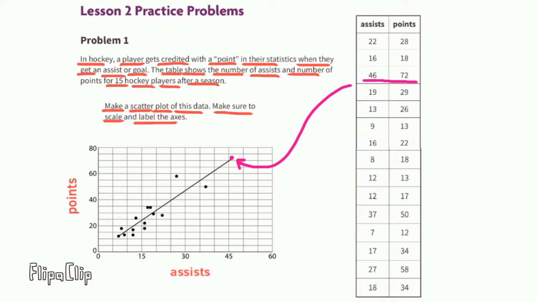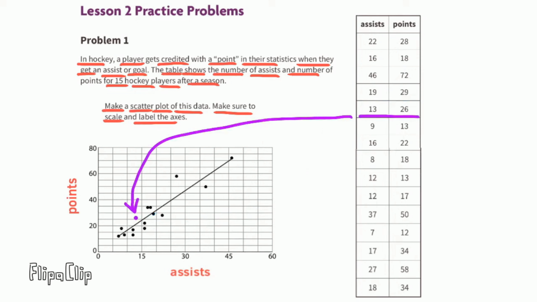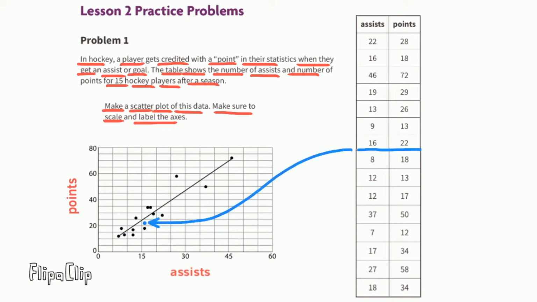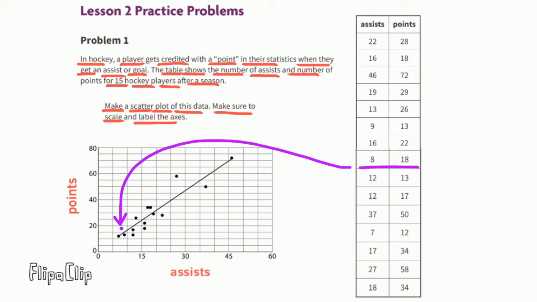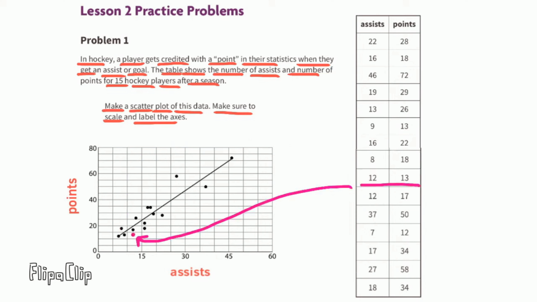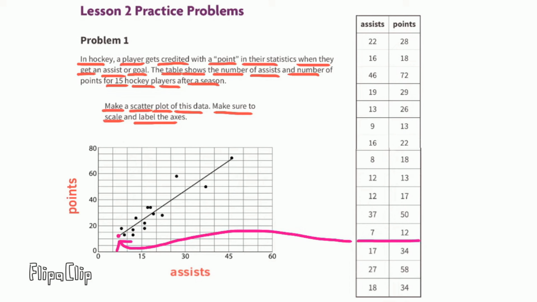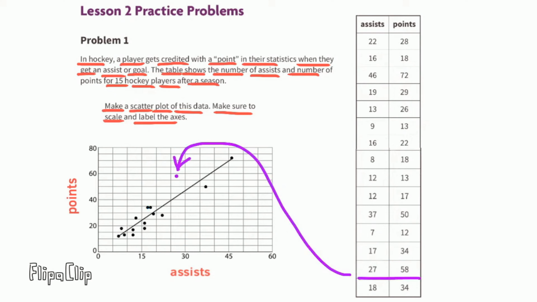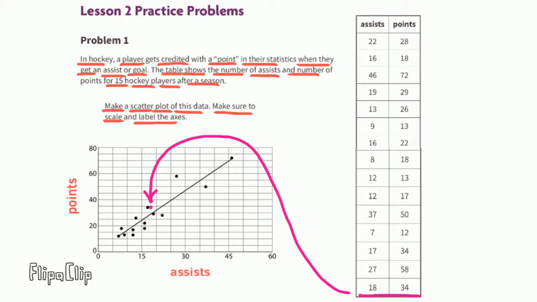46 and 72. 19 and 29. 13 and 26. 9 and 13. 16 and 22, 8 and 18, 12 and 13, 12 and 17, 37 and 50, 7 and 12, 17 and 34, 27 and 58, 18 and 34.